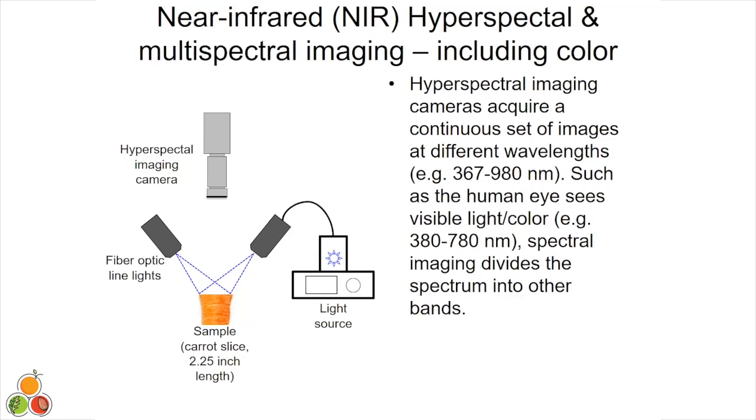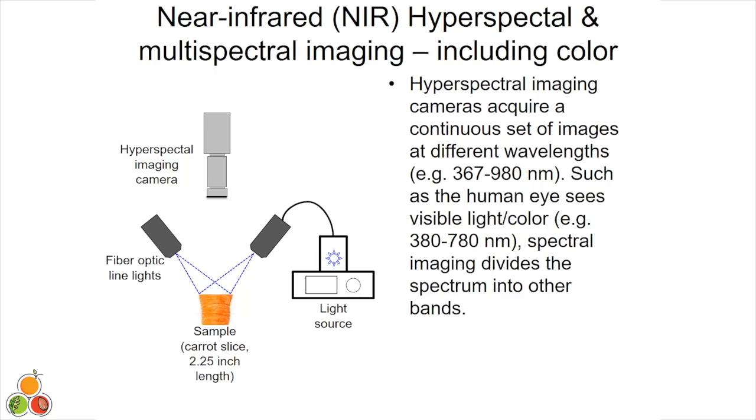So these hyperspectral image cameras can acquire a continuous set of images. Imagine that you have an array of images between 367 and 980 nanometers. That's a lot of images to process. At each of the different nanometers, you would see different characteristics within that fruit, because the light is absorbed at different levels depending on its characteristics. So lots and lots of information.